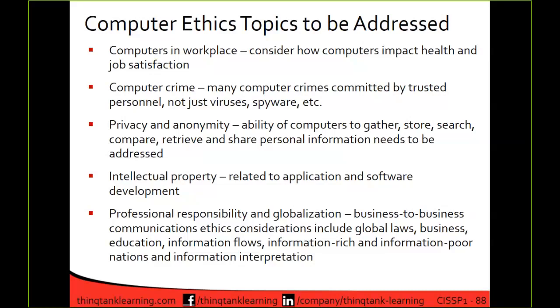And then it says here, information-rich and information-poor nations and information interpretation is something to consider as well. Information-rich nations have a responsibility for maintaining the integrity of that data, whereas information-poor nations generally are trying to capture that information or gather that information.